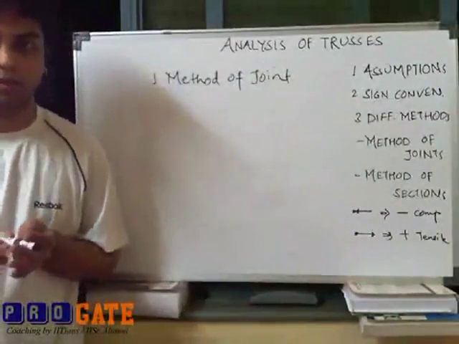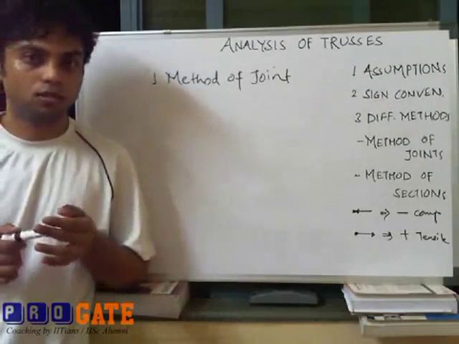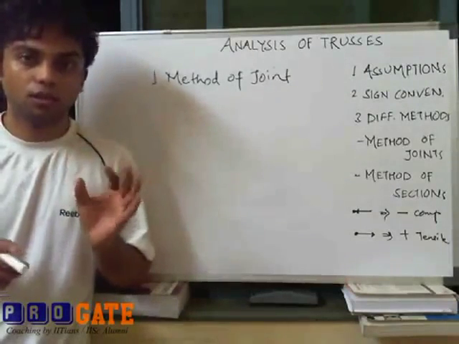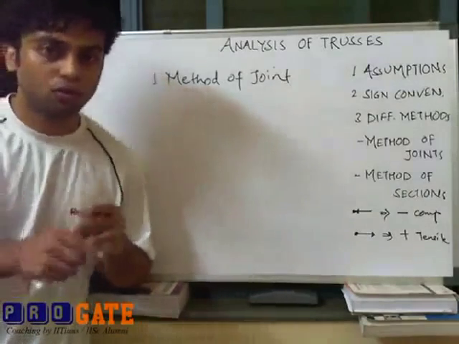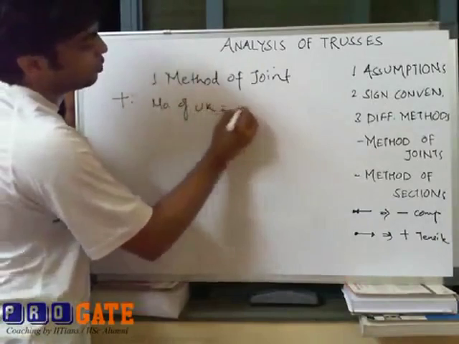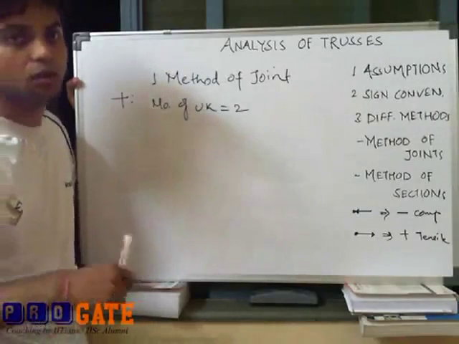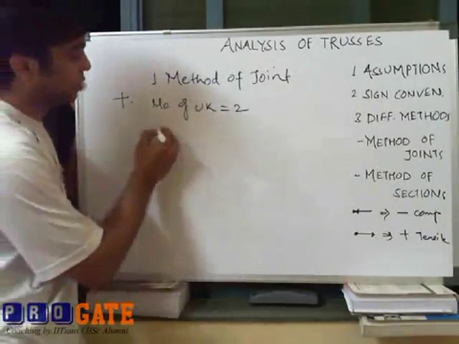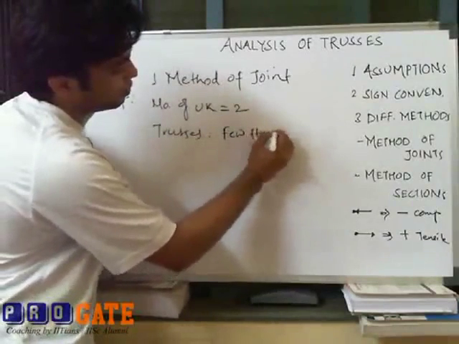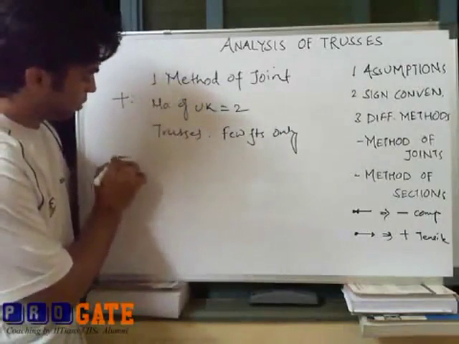So here comes the method of joints. Each and every method has its advantages and disadvantages. This method of joints is one of the simplest methods, and it has some plus points. The very first is it is useful when the number of unknown forces at a joint is just 2. So I'll just write down the plus points. If the number of unknowns is equal to 2, then it is the most useful method. Secondly, it is used in simple trusses which have fewer joints. So this is a very useful method if these two conditions are there in the problem.